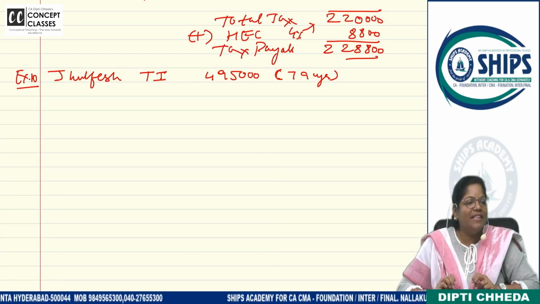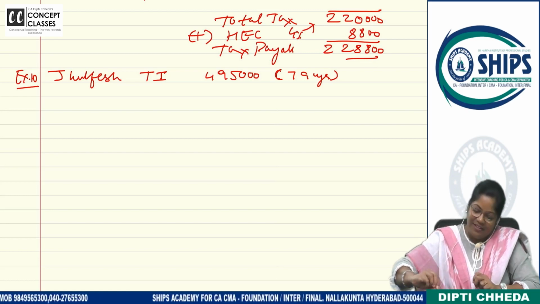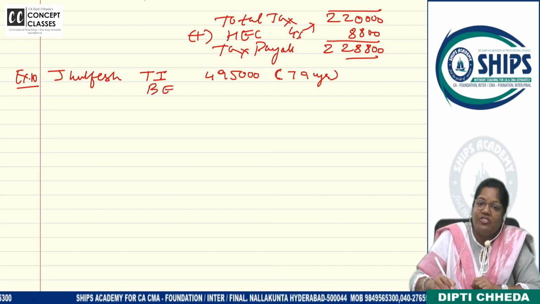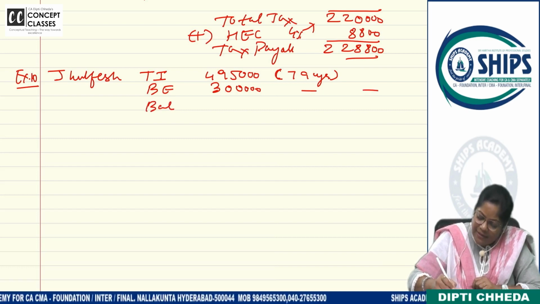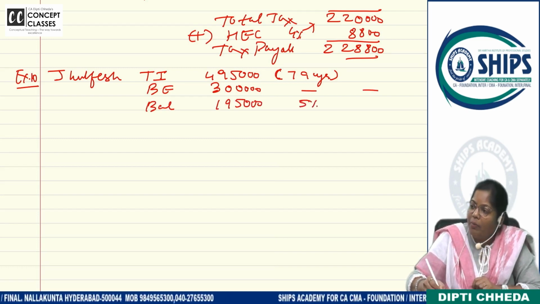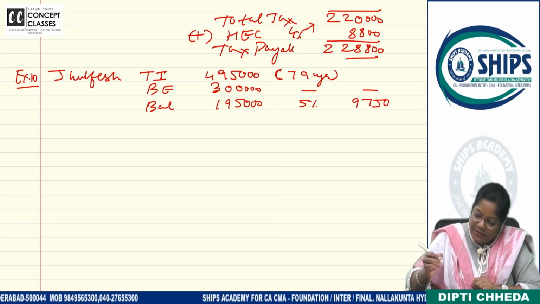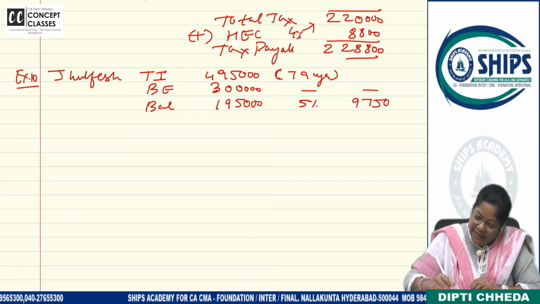Someone saying 340 is not right. हम कॉपी करते हैं आपके बुक से. What will be the basic exemption for Zulfish? 3 lakhs. Tax rate is nil. On the balance 1,95,000, it is how much? 5%. How much? 9,750. Correct? Right. And now next one.